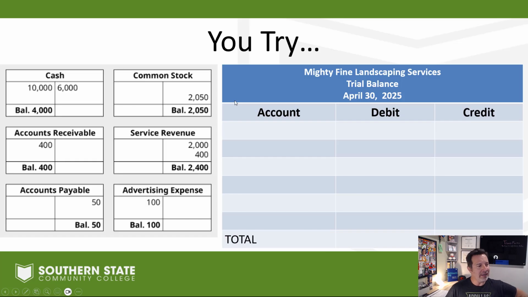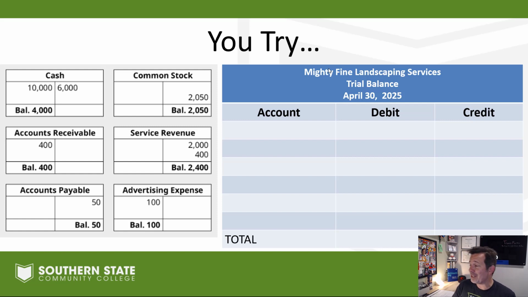Now you give it a try. Got a trial balance here. We've got the T accounts with the ending balances already calculated for your convenience. See if you can make a trial balance. If you want to just scratch it out on paper, you can do that. If you want to print off the PowerPoint slides and fill it in that way, you can do that too. Pause and make that trial balance magic happen.